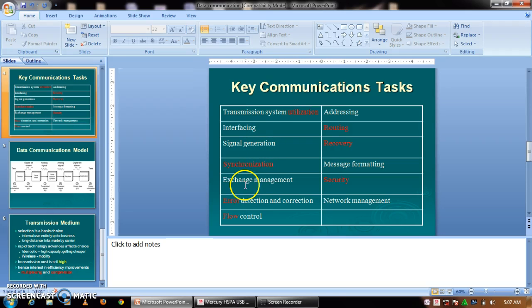The fourth one, there must be synchronization between the transmitter and the receiver to determine when the signal begins to arrive and when it ends. So the synchronization part is important here. There is a variety of requirements for communication between two parties, which might be collected under the term exchange management.